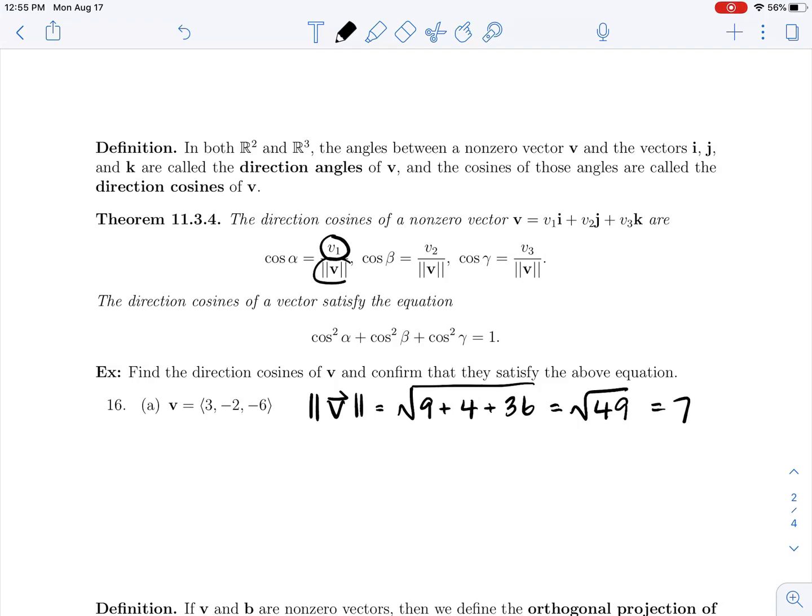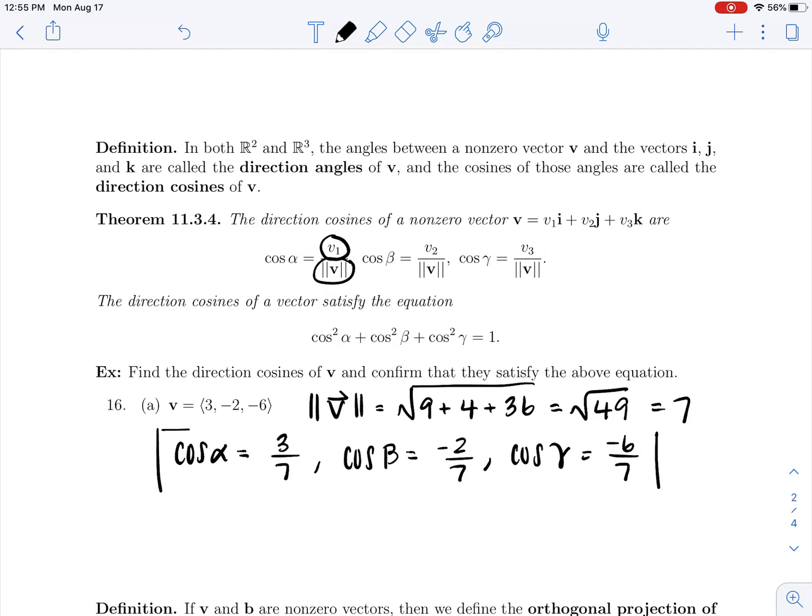And then from here, we want to compute the direction cosines. All we're going to do in each case is take each component and divide it by that magnitude. So cosine of alpha is going to be 3 over 7. Cosine of beta is going to be negative 2 over 7. And cosine of gamma is going to be negative 6 over 7. So these scalars are the direction cosines.